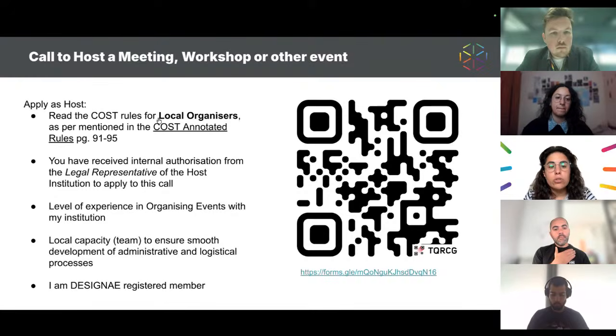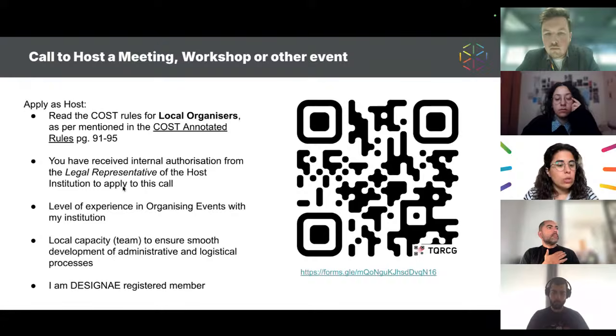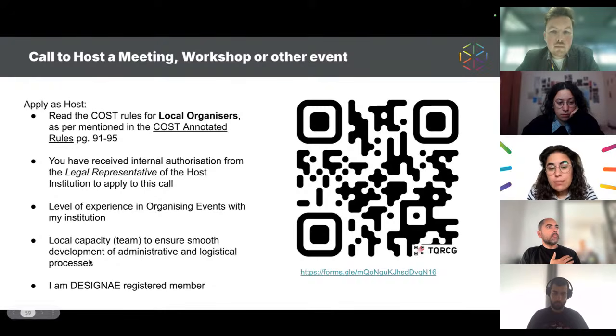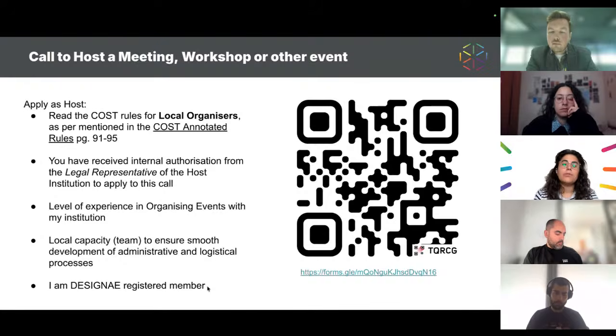First, that you acknowledge the cost rules for a local organizer, that you have received an internal authorization from your host institution, that you have a minimum level of experience in organizing events, minimum capacity internally, and that you are a DESIGNAE registered member. Again, if you're not, feel free to register now. DESIGNAE is always open.